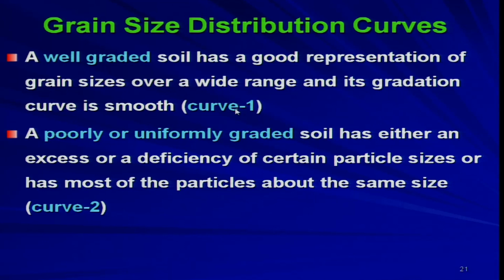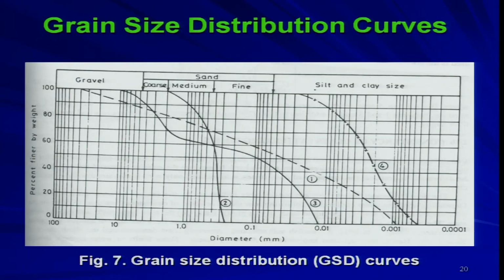Similarly, a poorly or uniformly graded soil has either an excess or a deficiency of certain particle sizes, or has most of the particles about the same size. If you look at gradation curve 2, you see it is poorly graded. You do not have the proper representation of all the sizes; rather it starts from here and ends at this point, so it will have particles only within this range. It is not covering the whole range. That is why it is known as uniformly graded or the poorly graded curve.